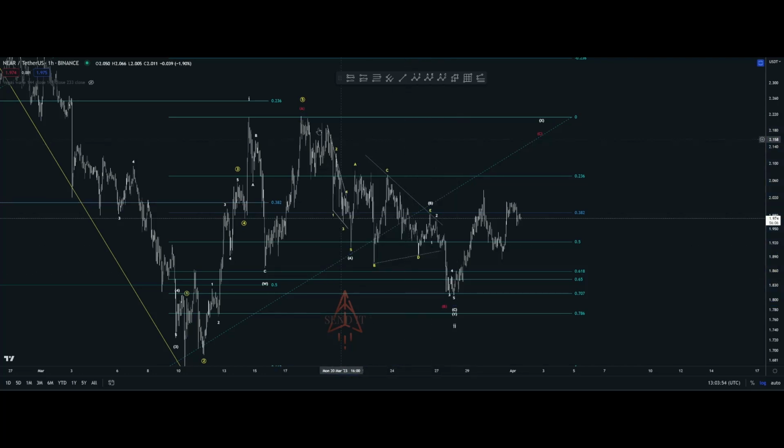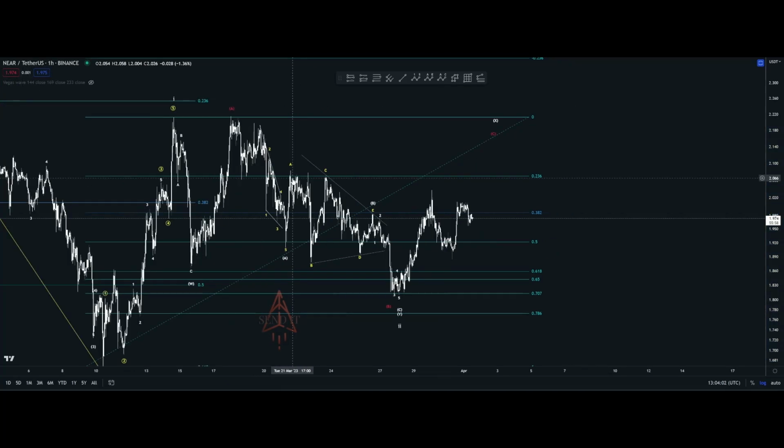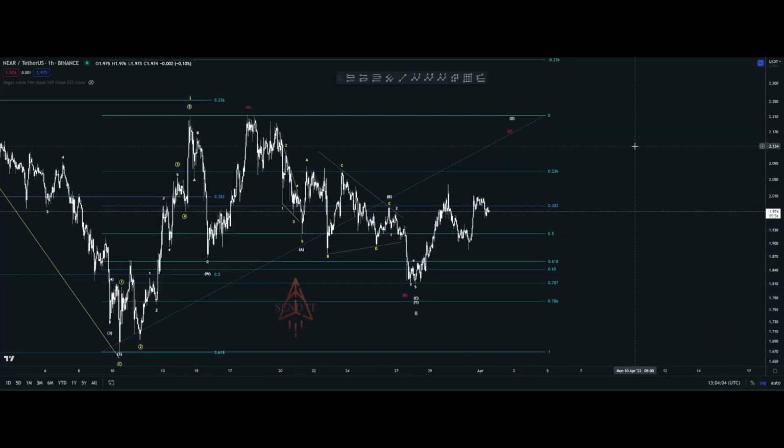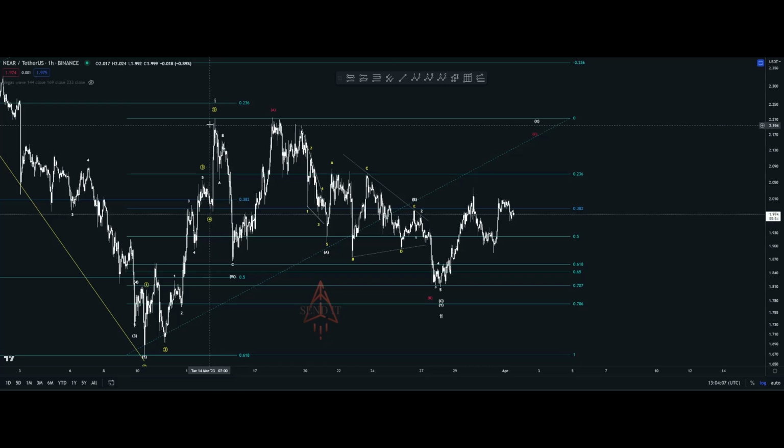And having said that, I cannot really put my 5 here because I don't want to have a 4 as deep as this. So what I'm afraid of with Near is that we have a 3-wave move and then a flat over there. What do I mean by that? This being a 3 and then this being a 3 and then this being a 5, it can be a running flat, and then we go further down.